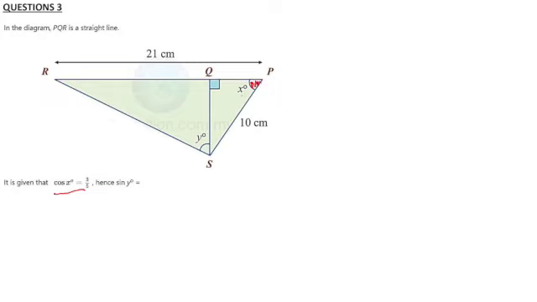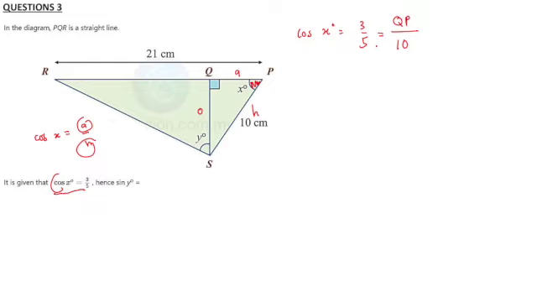Okay, question 3, we have two right angle triangles. We have cos x equals 3 over 5. So x is at the small right angle triangle. Cos is adjacent over hypotenuse. So adjacent is at QP, opposite is at QS, and hypotenuse is at PS. Okay, then put in the equation cos x equals 3 over 5.